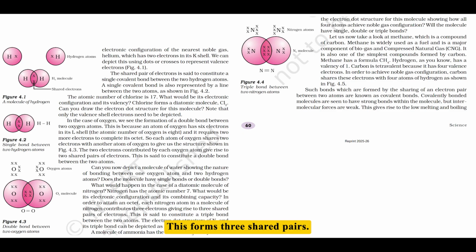This forms 3 shared pairs. A triple bond. Precisely. A triple bond, very strong bond, makes nitrogen gas quite unreactive. Again, each nitrogen achieves its stable octet this way. Okay, the sharing makes sense. H2, O2, N2. Now back to carbon.